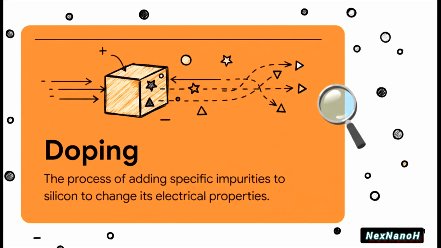Now for step 3, giving our silicon some personality. This is done through a process called doping. And yeah, I know, it sounds a little weird, but it's really just about intentionally adding tiny, calculated impurities into the silicon. That's the key. These impurities completely change how it conducts electricity.